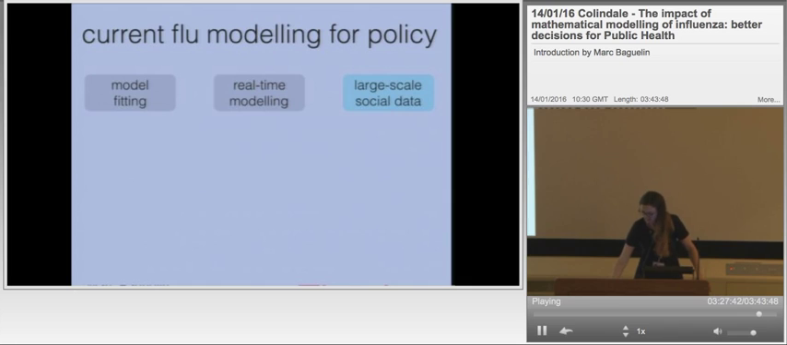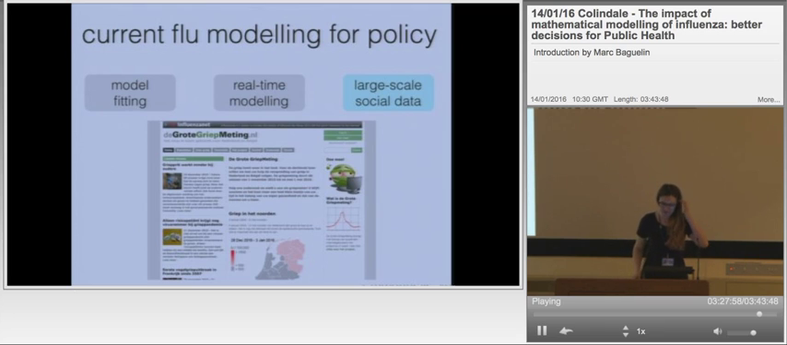So finally, and I think John did a great job of discussing this before, so I won't really say much about it, is the importance of large-scale social data and the challenges that we face in modelling in order to incorporate this in a really meaningful and implementable way. And so this is just a screenshot from the Netherlands flu survey.